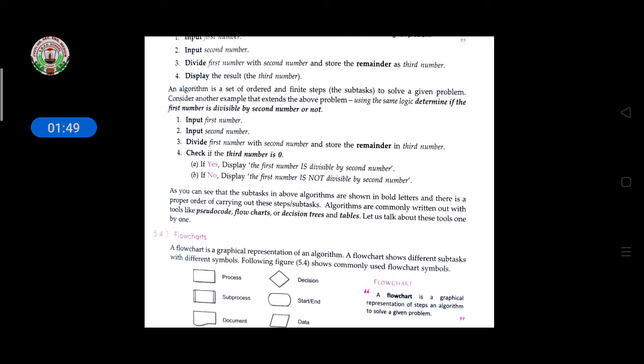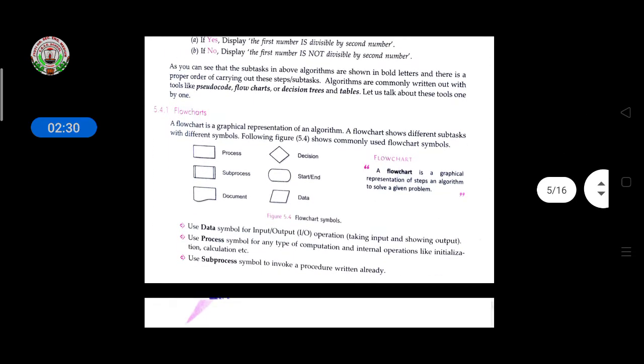So this is the second example. In the algorithm given here, first input the first number, also input the second number, third divide the first number by the second number and store the remainder in the third number. Then here we are putting the if condition. Check if the third number is 0. If yes, then display the first number is divisible by the second number. If no, then display the first number is not divisible by the second number. Like this you have to put the if condition. If it comes true, then move to that side. If it comes false, then go to exit or move to the other side. Like this you have to put the logic in the programs.